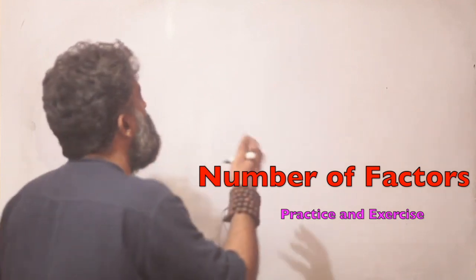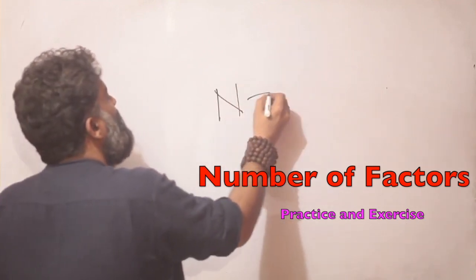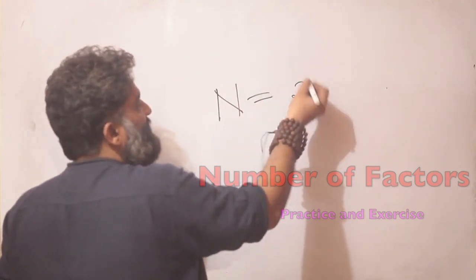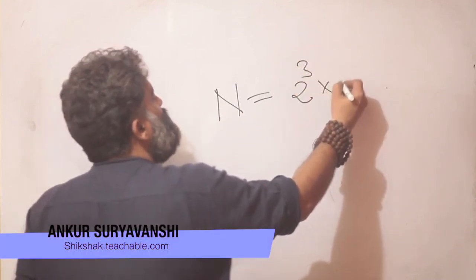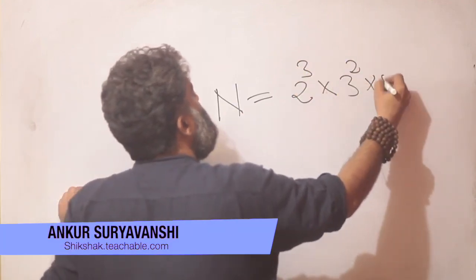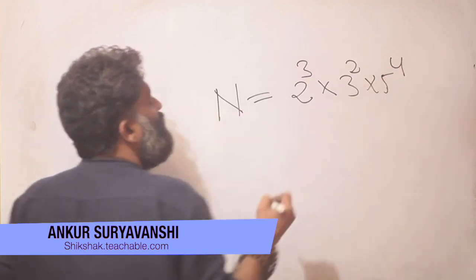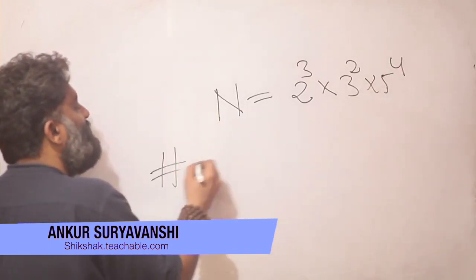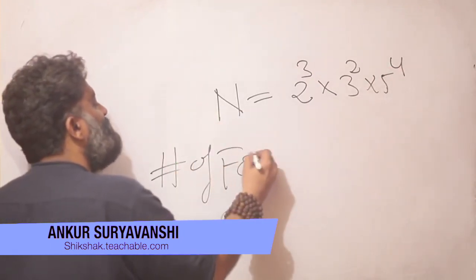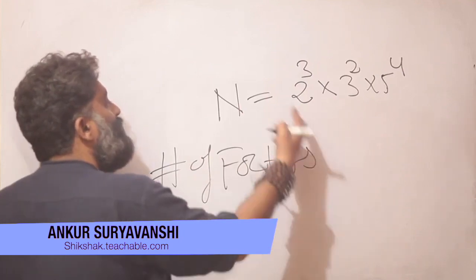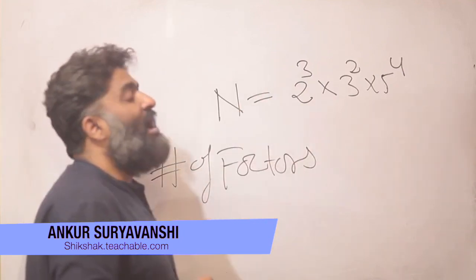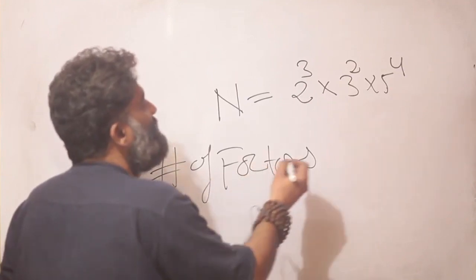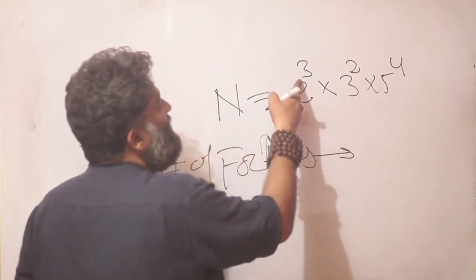So what we have already learned so far is that if I give you a number and I say the factorized form of that number is 2 cube, 3 square, 5 raised to 4, and I ask you what will be the number of factors for this given number, how would you find it out? And that was fairly easy. What do we do? We take the power.